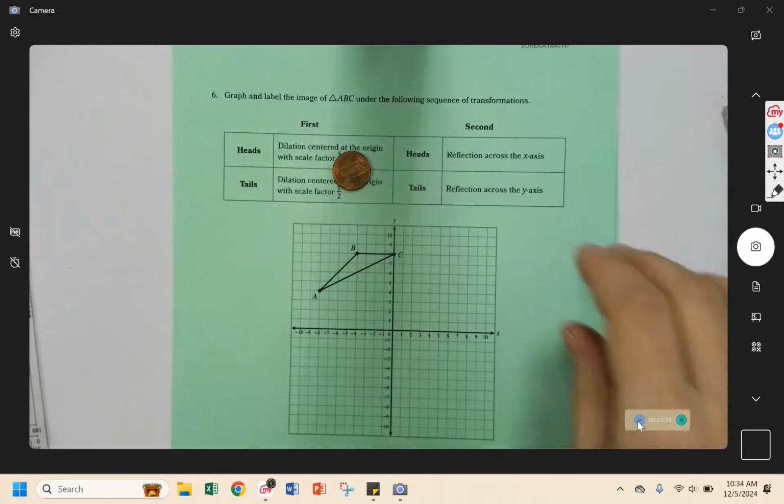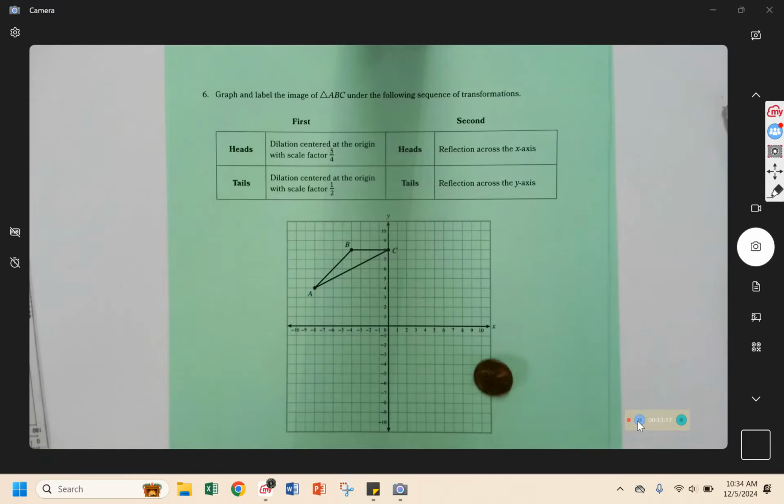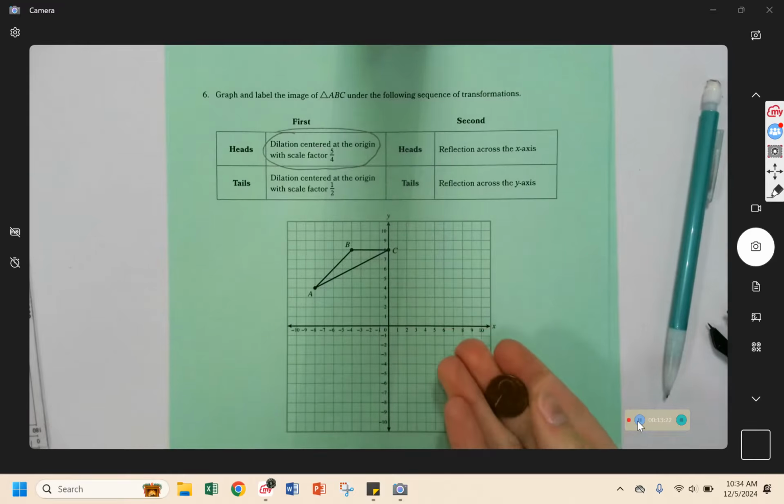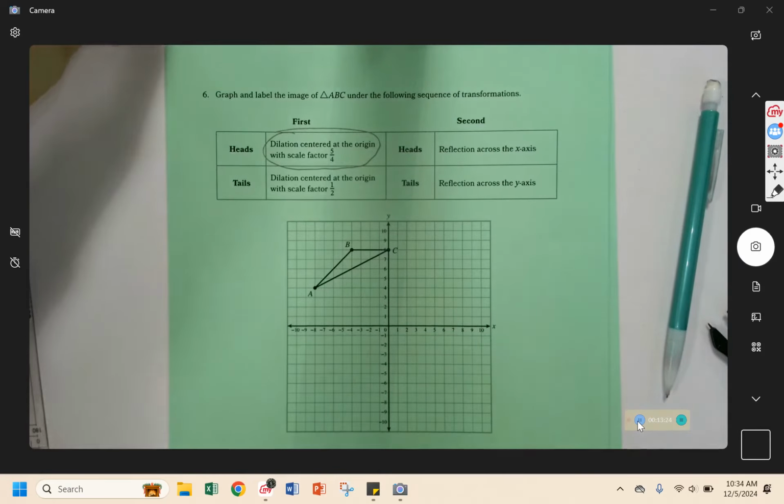Six. That one didn't even flip. There we go. Heads. And heads again.